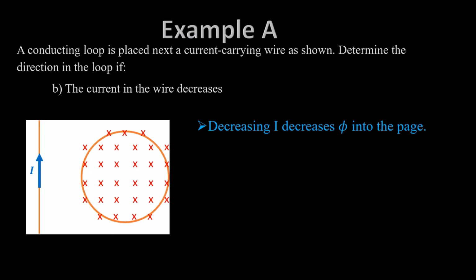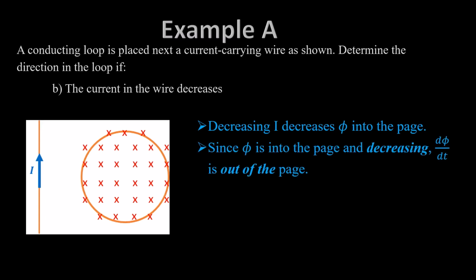Real quick, part B looks at the opposite case. This is where the current is going to decrease. Since it's the opposite, we know the current is going to be clockwise, but let's look at why. In this case, we have a flux into the page because there's a field into the page, but now the field, and therefore the flux, is going to decrease. If the flux is decreasing, the change in flux is opposite the direction of the flux itself. So if the flux is into the page and decreasing, the change in flux is out of the page.